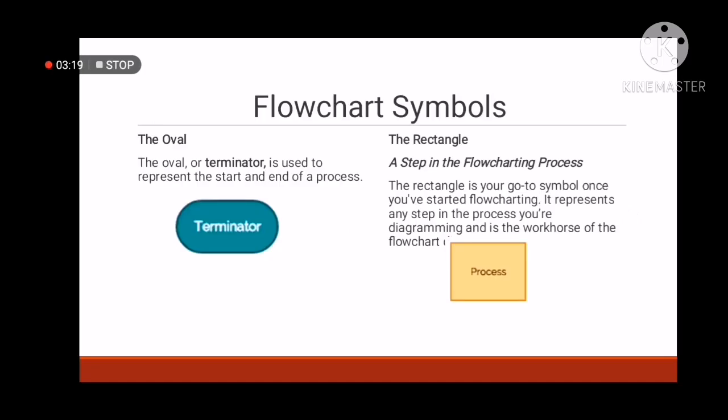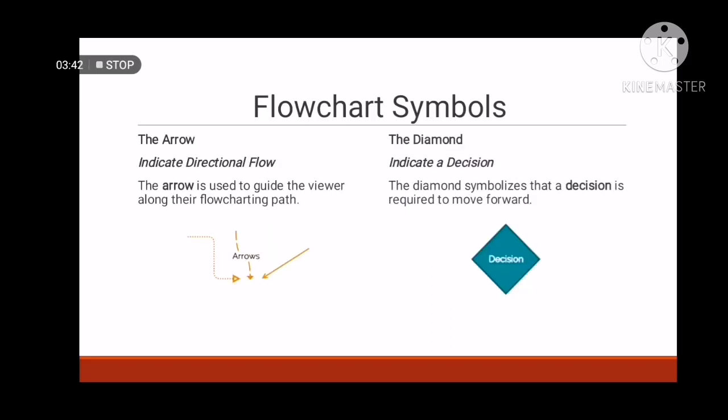Flowchart symbols. The oval or terminator is used to represent the start and the end of a process. The rectangle is your go-to symbol. Once you've started the flowchart, it represents any step in the process of your diagram and work course of the flowchart. The arrow is used to guide the viewer along the flowchart path. The diamond symbolizes that a decision is required to move forward.